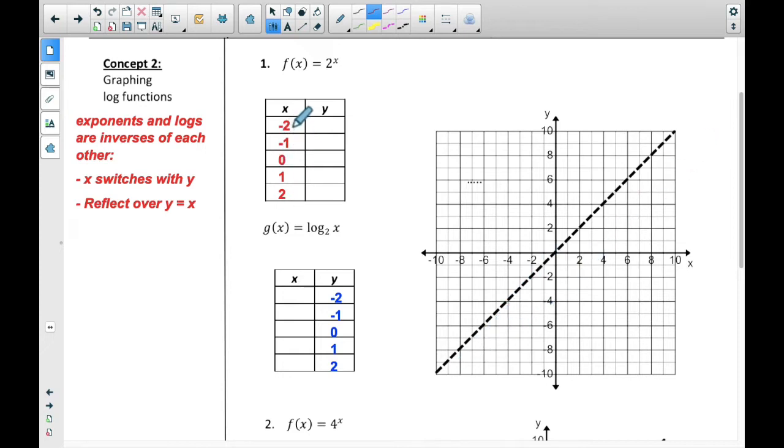Secondly, I filled in my -2, -1, 0, 1, 2 into my x here, but because the x switches with the y, I'm going to put those same numbers over here in the y column. Let's think about if we plug these in, and we should be able to do this mentally. 2 to the -2 is 1/4. To the -1 is 1/2. Anything to the 0 power is 1. And then 2 to the 1st is 2, and 2 to the 2nd is 4.